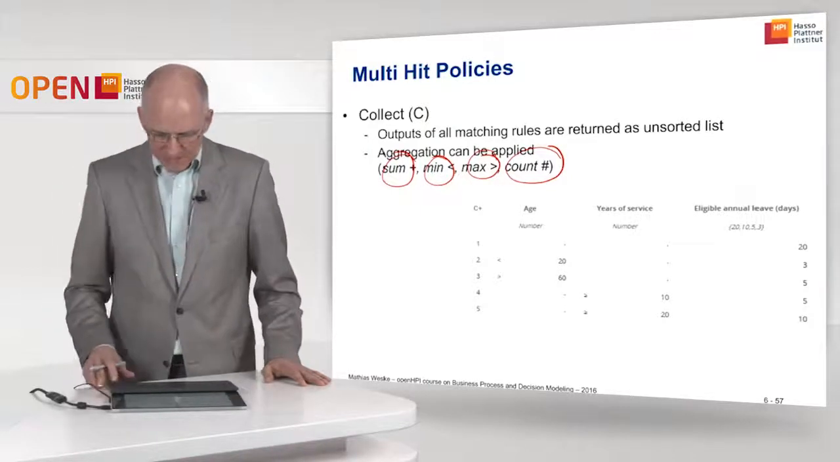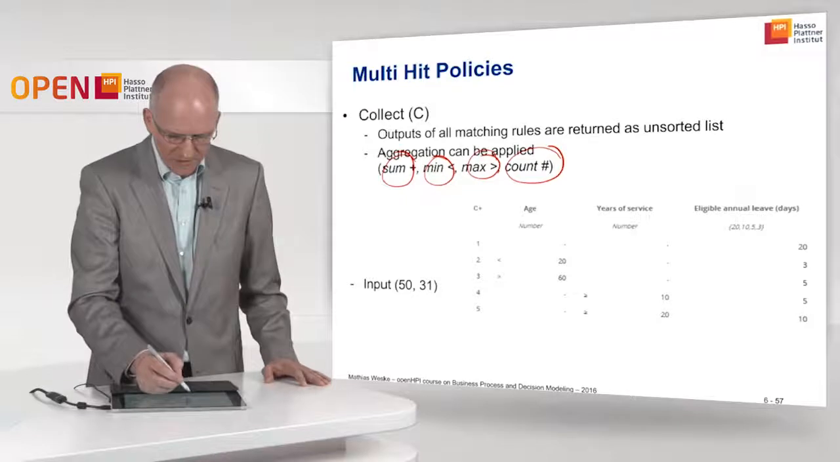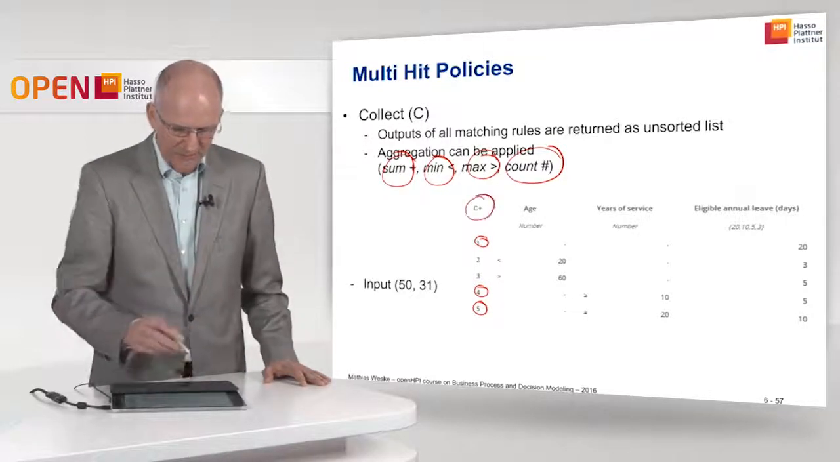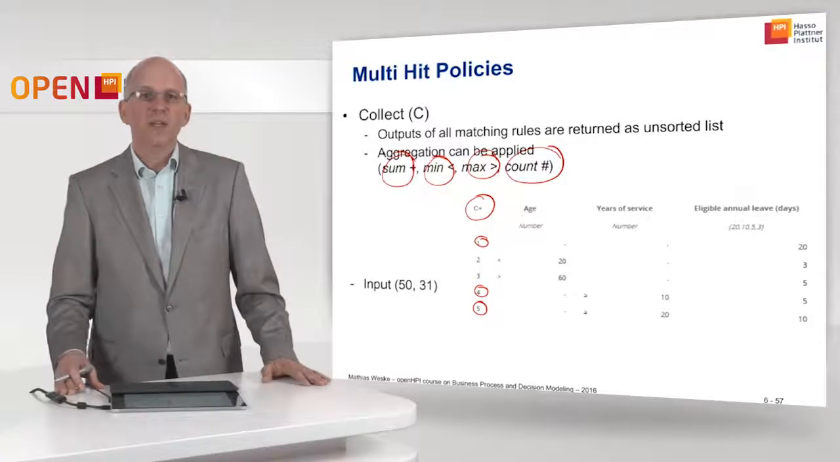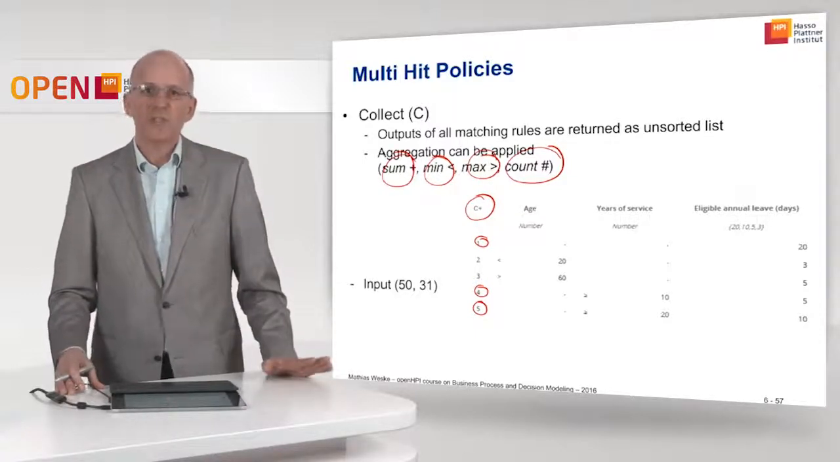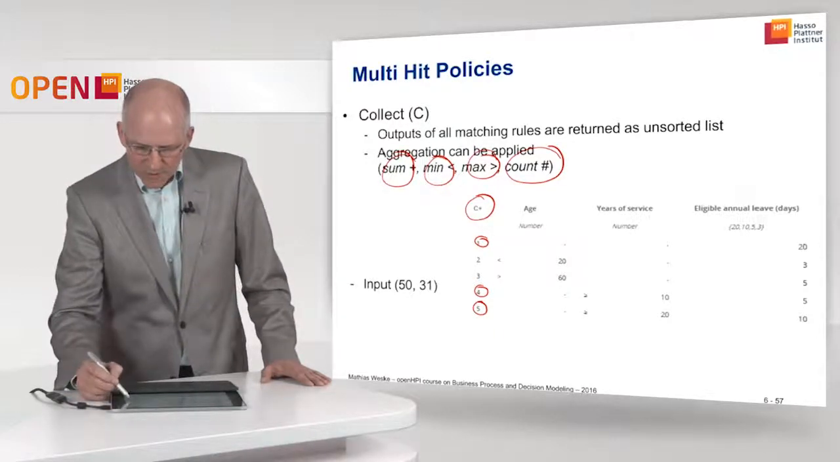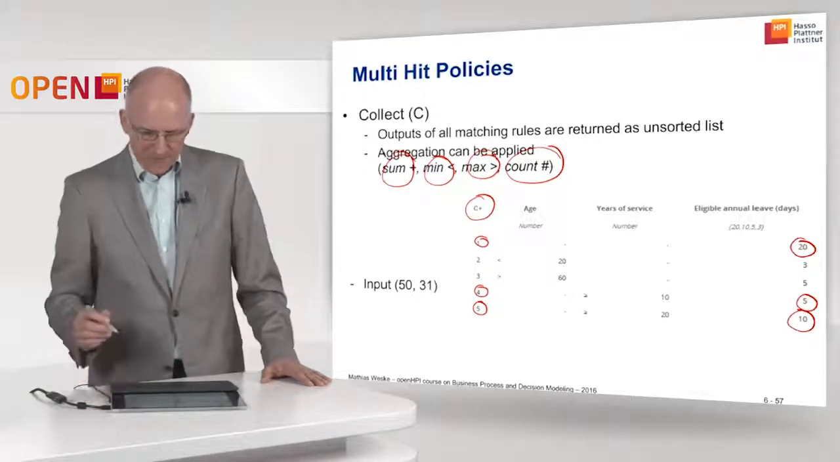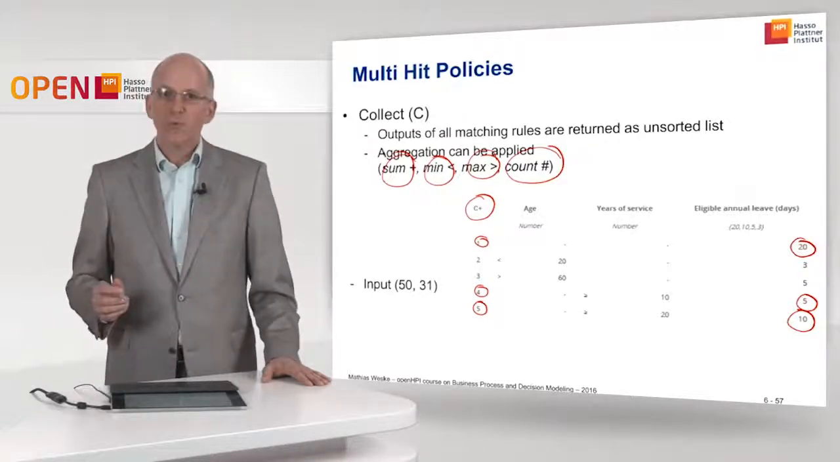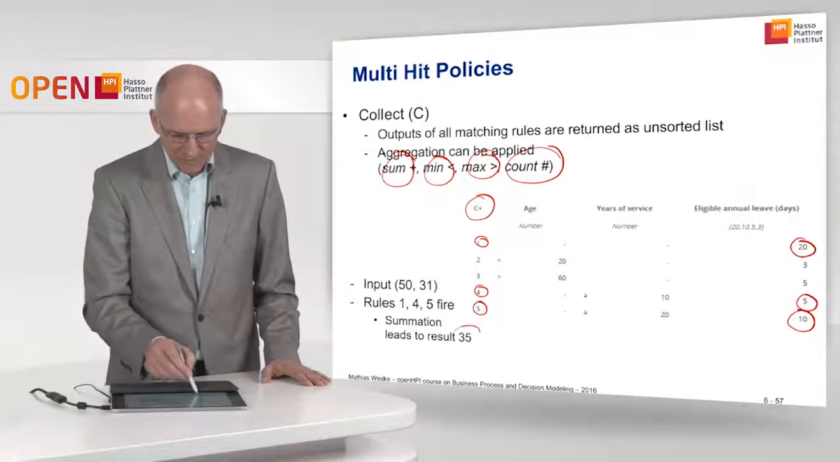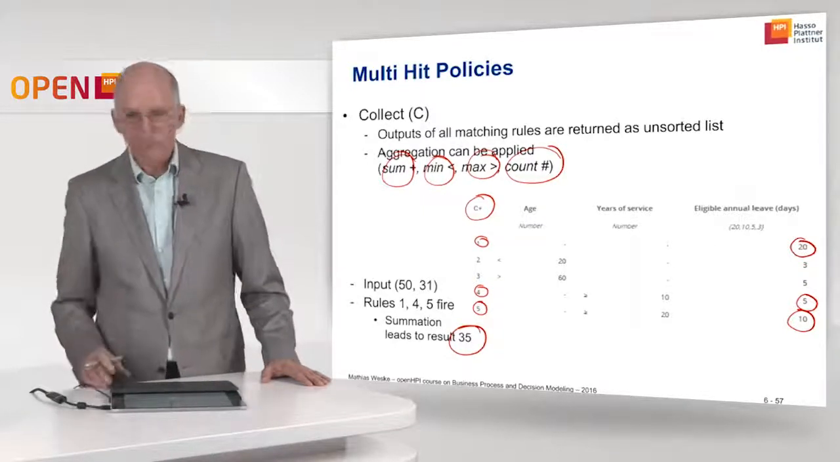We can look at the input of 50 and 31, so we look at rows 1, 4, 5. And we have here C+, so we have the collect multi-hit policy with an aggregation, and the aggregation is the summation, indicated by the plus sign. Again, the outputs for rule 1 is 20, for rule 4 it's 5, and for rule 5 it's 10. Now we have the aggregation operator, so we just sum up the values, and the summation leads to the result 35, which is 20 plus 5 plus 10.